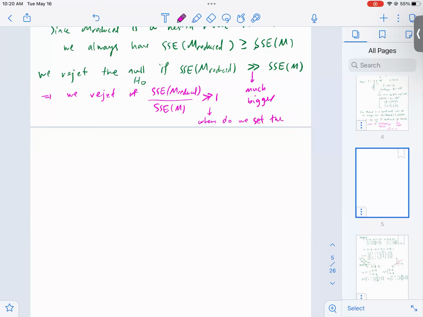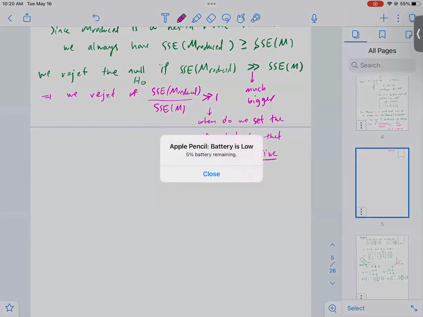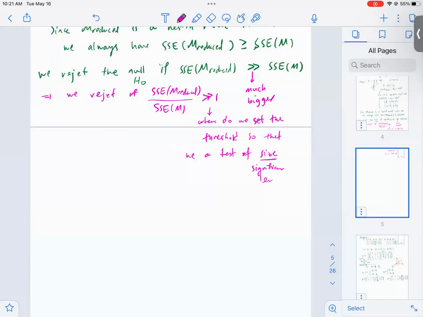Set the threshold so that we have a test of size or significance level alpha, i.e. we reject H naught at most alpha percent, at most 5% of the time under null.